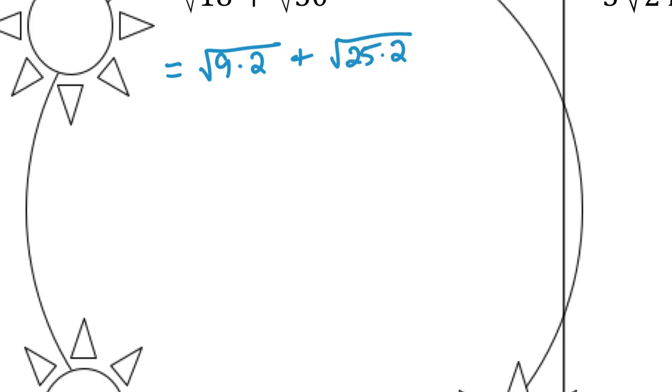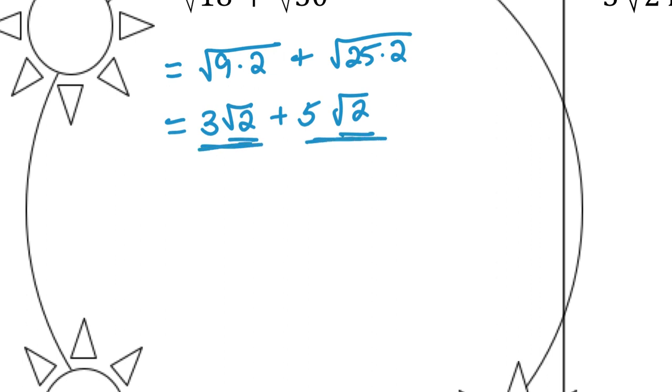How come I picked 9? How come I picked 25? Perfect squares. So I got 3 square root of 2 plus 5 square root of 2. Do you see how both my radicals are the same? I don't have any variables. That makes these like terms. I currently over here have 3 square roots of 2. Over here I got 5 square roots of 2. So if I put all my square roots of 2 together, I have 8 square roots of 2.